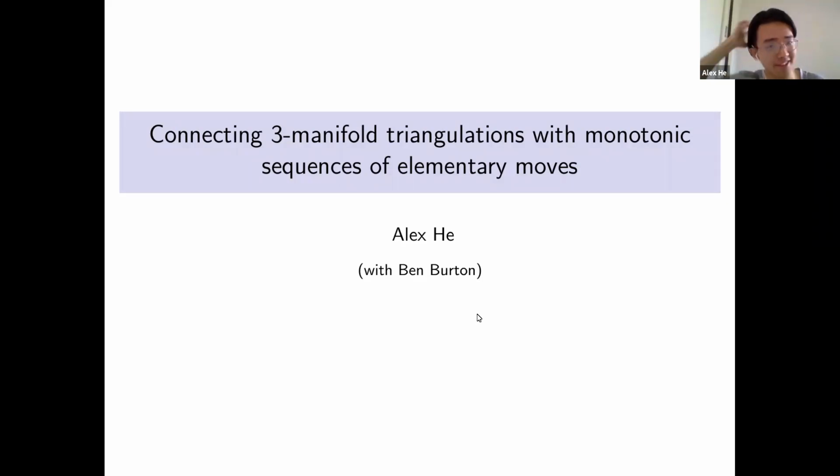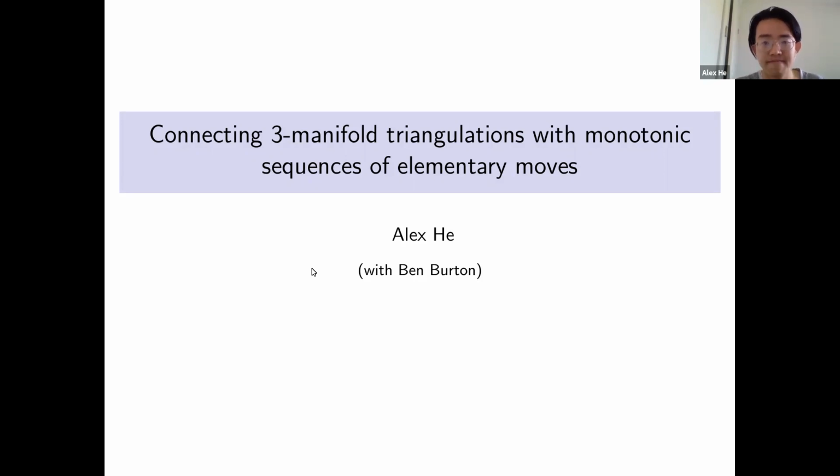So I'm going to be talking about connecting three manifold triangulations with monotonic sequences of elementary moves. And maybe I should start by saying I have a lot of slides, and I'm not expecting to get through all of them. So my plan is to take this slowly, and we'll see how far we get. That also means if you have a question, feel free to ask, and if it takes time to answer it, it doesn't matter because I don't care how far we get.